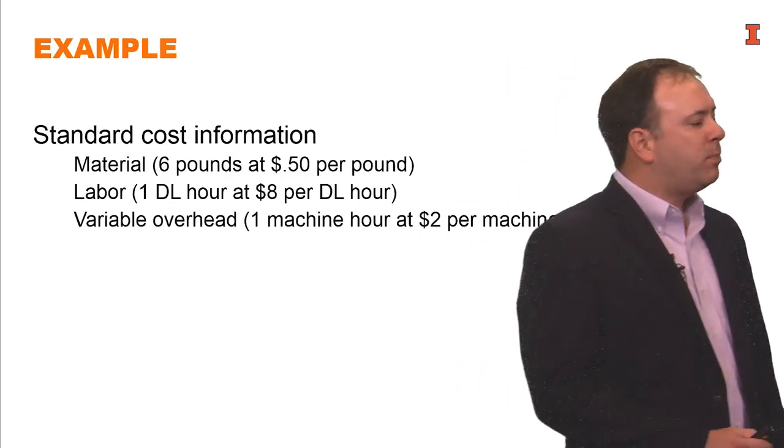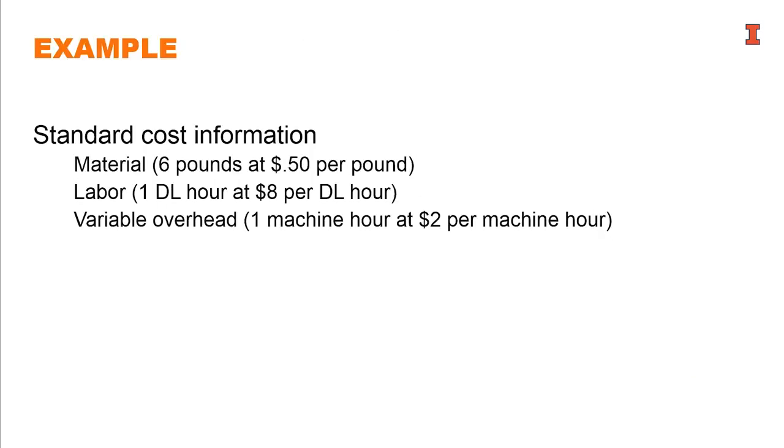So let's introduce an example scenario. Let's suppose that a company for a given month or other time period has the following standard cost information. They have three categories of variable costs: materials, labor, and variable overhead. And let's suppose that they have just a single input of material. Each unit that they produce is supposed to use 6 pounds of that material. That's its standard input. And we are supposed to spend approximately 50 cents per pound.